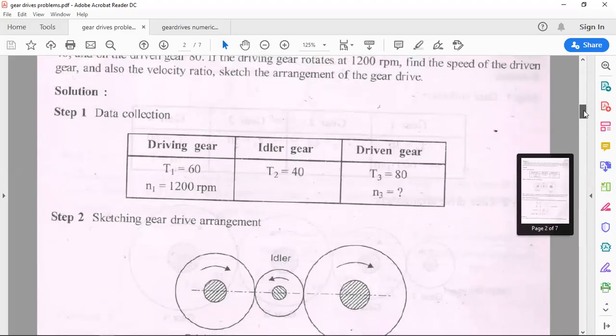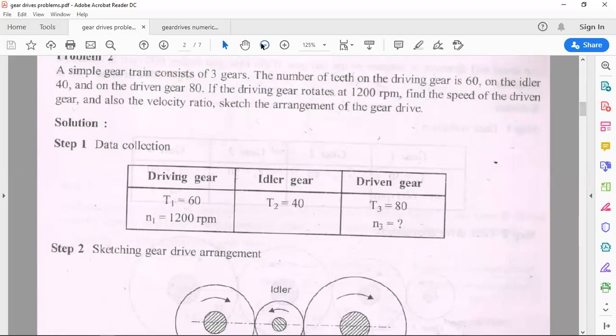Based on that, the data is given. The number of teeth on the driving gear is T1, which is 60. The idler gear, the second gear, has 40 teeth, that is T2 is 40. The driven gear, which is also called the follower, has 80 teeth. So T1, T2, and T3 are given.